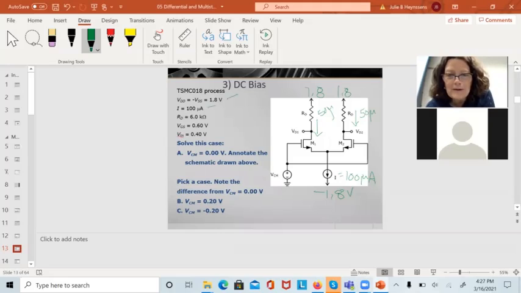RD we're given is 6K. It's 6K over here too. VGS is 0.6. So that is telling me the difference between these two voltages here is 0.6 volts. We're getting a lot of information given right here. 0.6 volts. And the threshold voltage is 0.4 of a volt. Now I'm also given V common mode is 0.